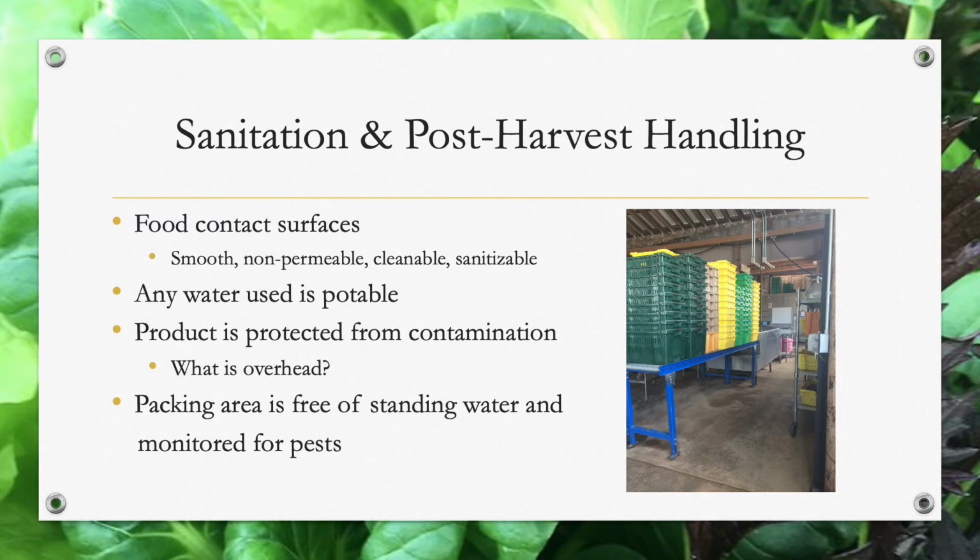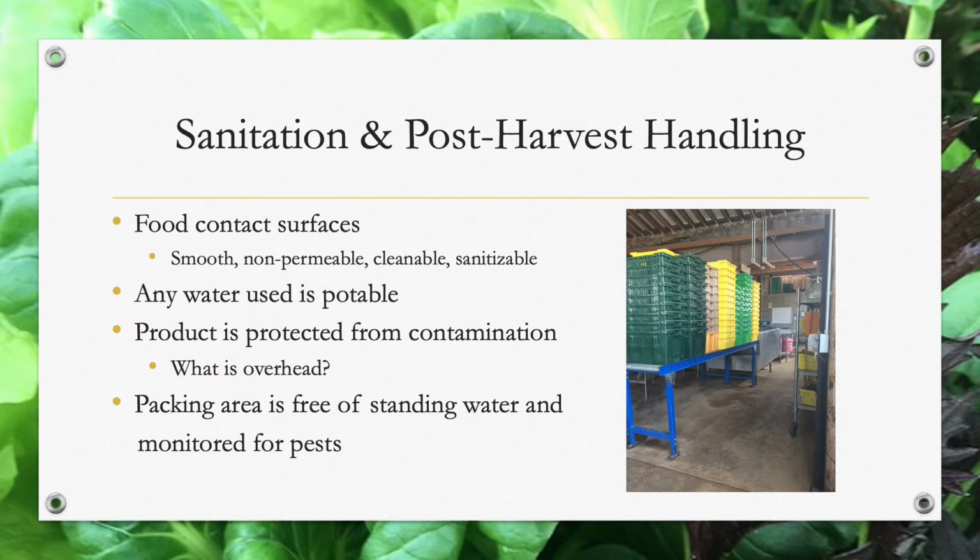Sanitation and post-harvest handling. All of these topics we're talking about are important, but this one is incredibly important. And the difference at this point, once you've harvested, you enter this post-harvest handling status. This is where you can be the one that contaminates the produce. So you need to do everything in your power to prevent that.